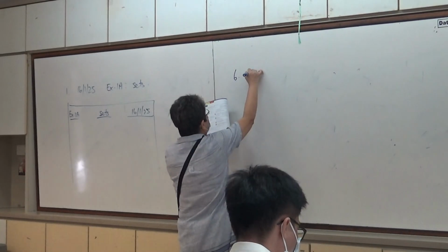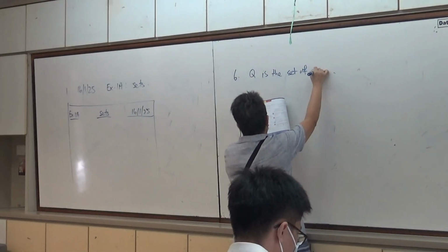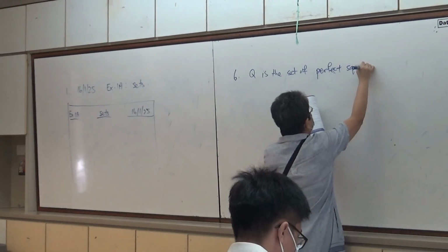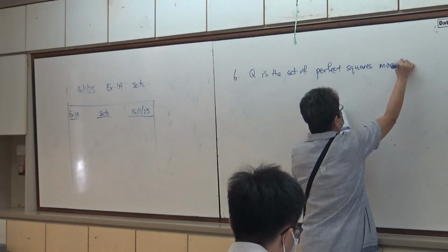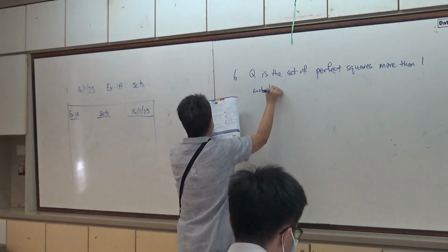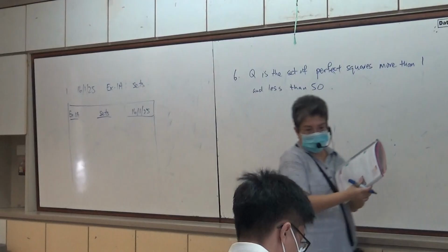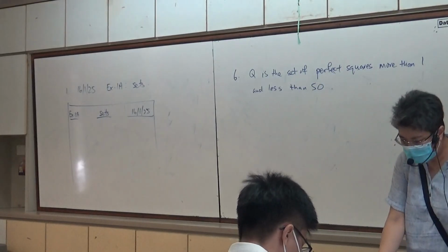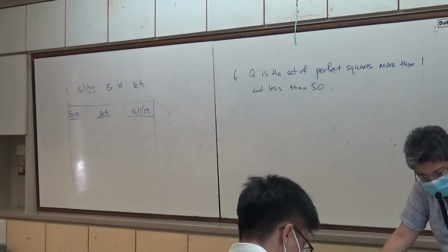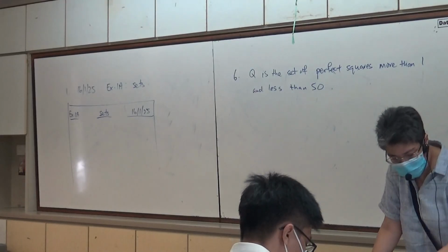I want you to write this down. Q is the set of perfect squares more than 1 and less than 50.